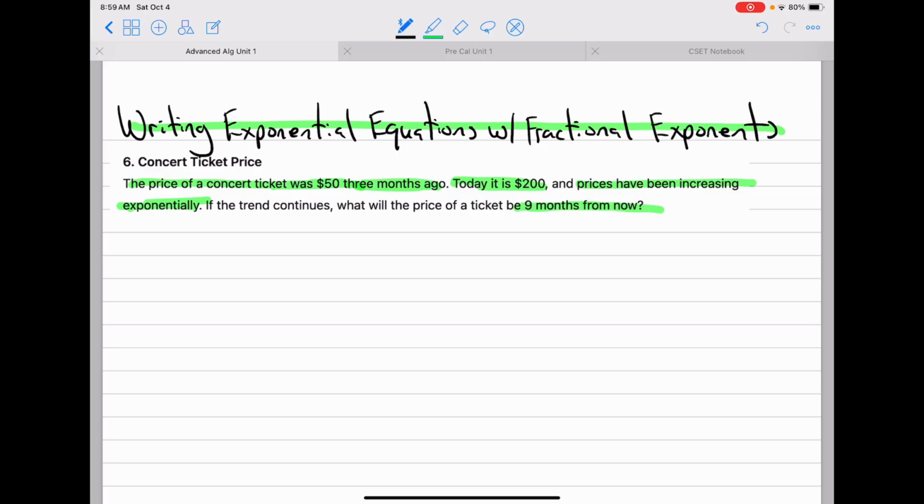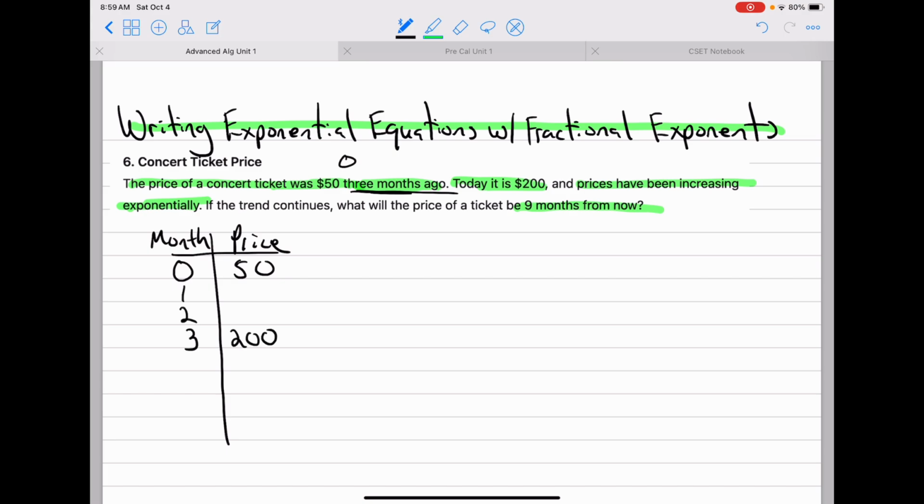Cool. If you think you know how to do this before me, go ahead and do it. If not, watch and walk through it with me, okay? But this is the time to really learn how to do this. So, like I said, this is month 0. So we're going to write our table. So we have month and we have price, right? So in month 0, it was $50. Today, which is 3 months later, so month 1, 2, 3, it's $200 and it's exponential.